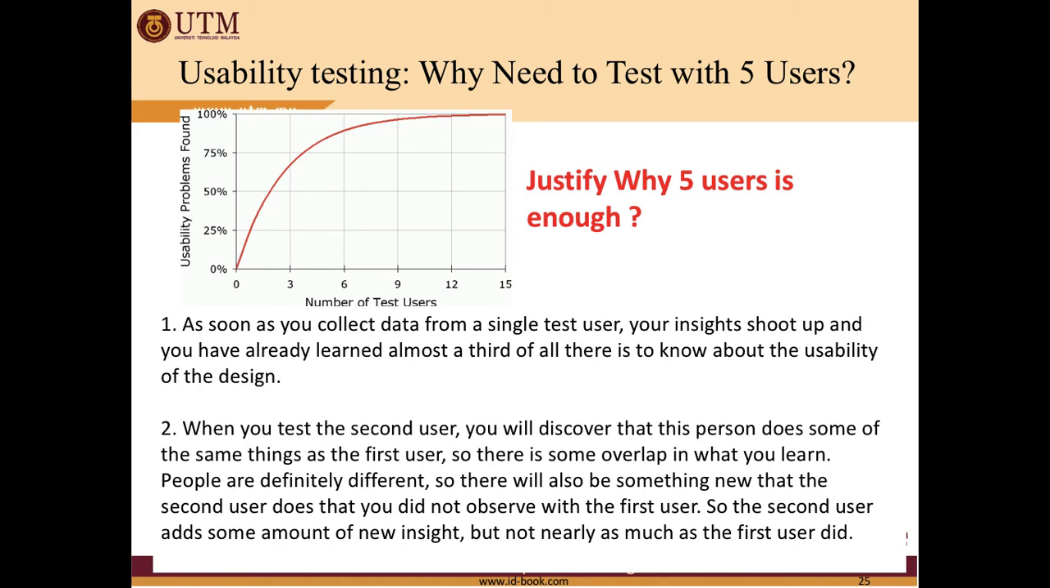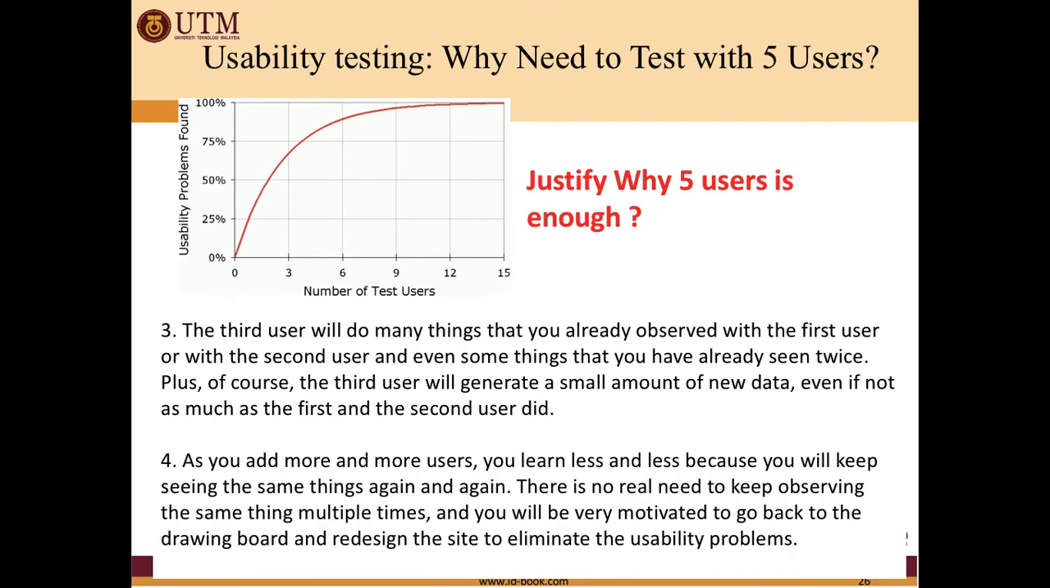So maybe the second user gives you a new usability problem, and then you continue with a third user, who gives a similar problem and adds some additional points, and continue with number 4, 5, 6 until 15. That's what it means. 15 is just good enough to discover 100% of usability problems. Okay, this is the explanation.